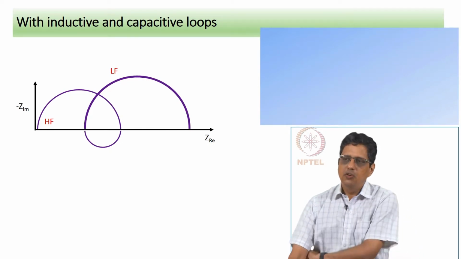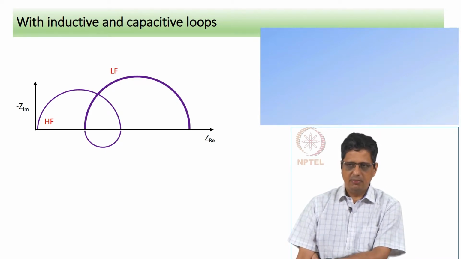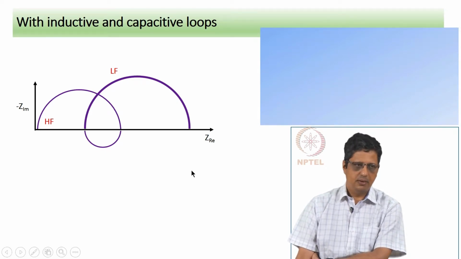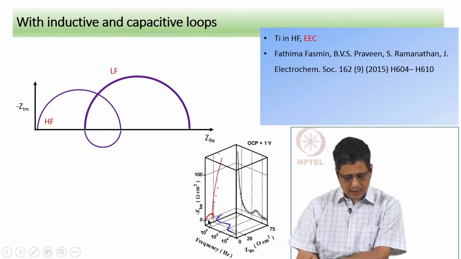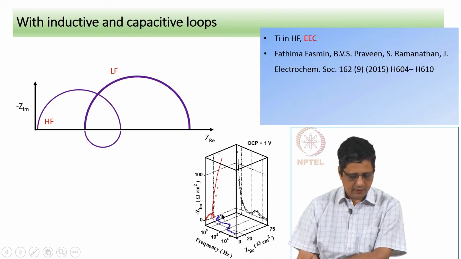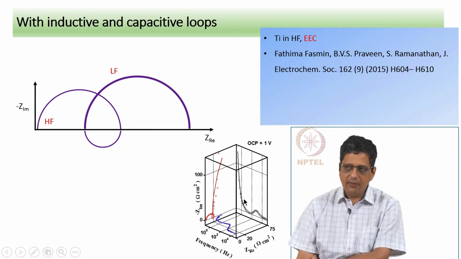Now, inductive loop at low frequencies is the example we have seen before. It is possible to see inductive loops at mid frequencies. So, capacitive loop followed by an inductive loop followed by a capacitive loop again. This is an example where you have a capacitive loop. It is drawn in 3D plot here. So, complex plane plot is shown in red color, and the blue color lines are actually a form of Bode plots, where you plot imaginary value of impedance versus frequency, real value of impedance versus frequency with the frequency in log scale.